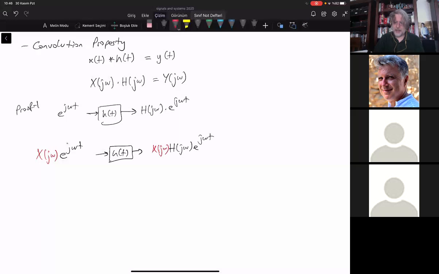Okay. And then I will integrate this and integrate this similarly. Okay. And then I will put a 1 over 2 pi term here and a 1 over 2 pi term here.